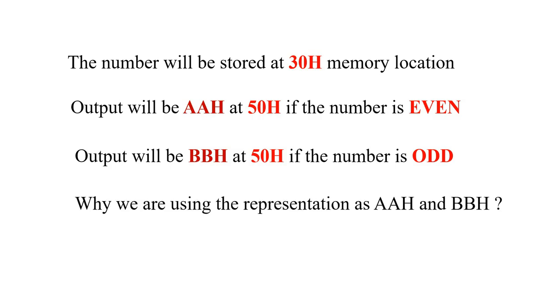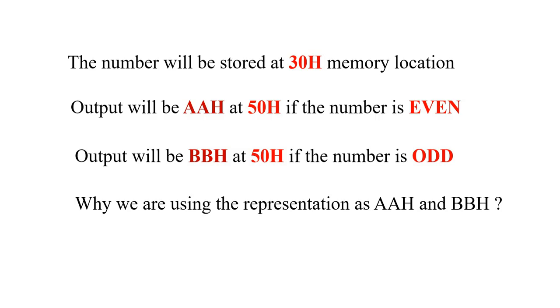Now, why are we using the representation as AAH and BBH? You can use any representation. Here I have used AA and BB. You can use CCDD. It's your choice. But why are we using this representation? As the 8051 assembler cannot display messages, we are using the representation for even and odd numbers.